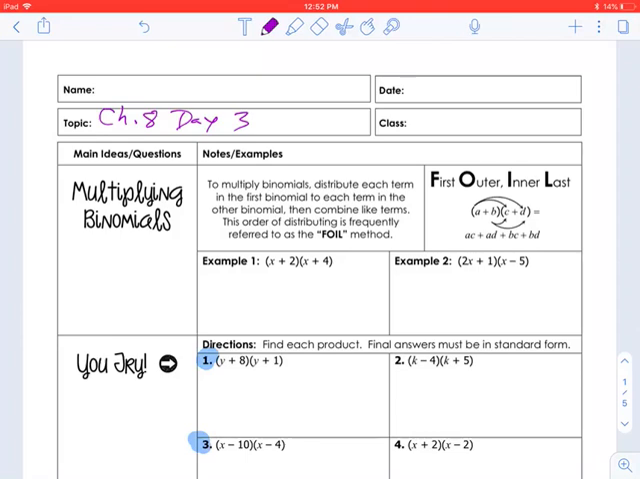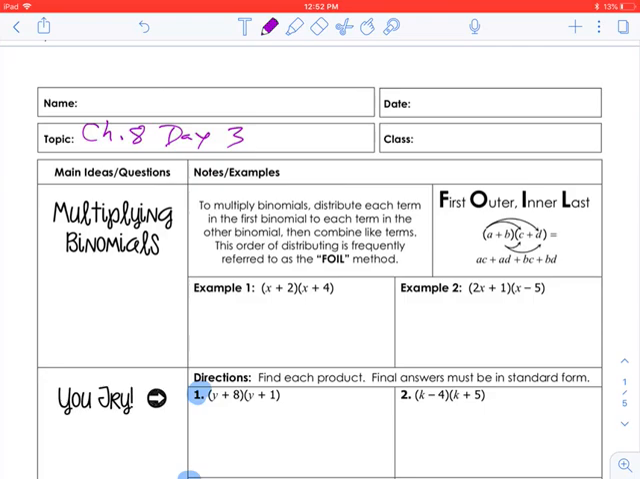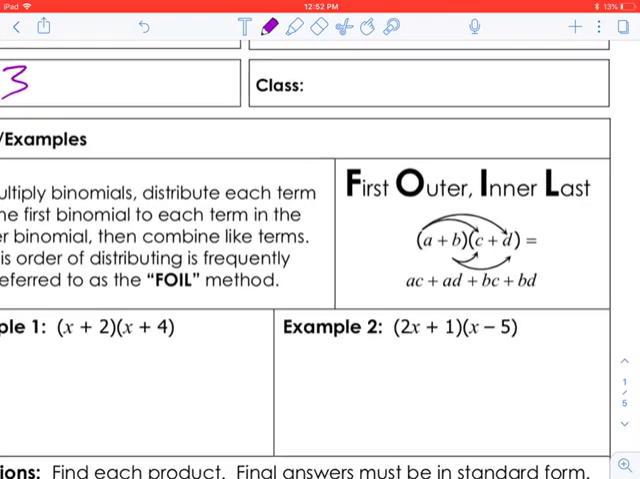All right, Algebra 1, we are now moving on to day 3 and day 4 of Chapter 8. Day 3 is talking about multiplying binomials by binomials instead of just one distributing. It's 2 by 2. And then dividing. So before we get started, it's still the same product rule. So when you multiply, you add the exponents.